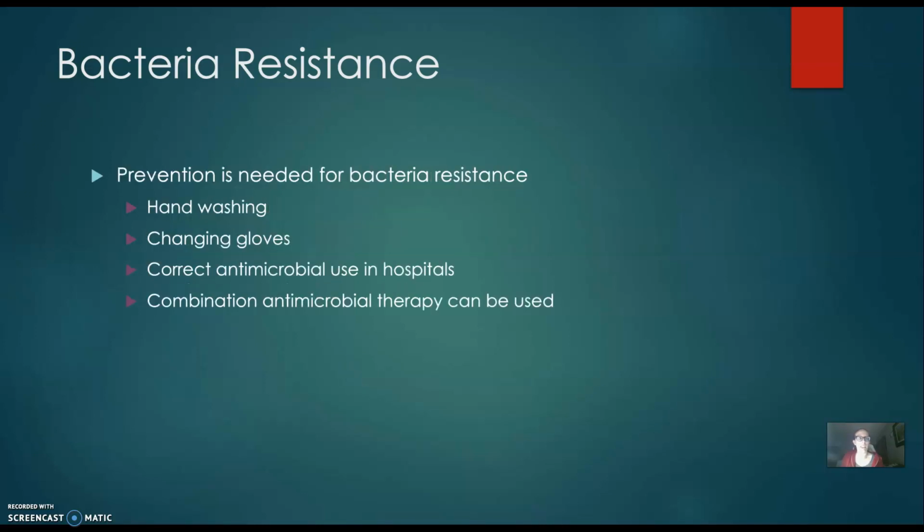Prevention is needed for bacteria resistance. Researchers have determined that significant hand washing and changing gloves, which are two obvious ways to help with this problem, and then correct antimicrobial use in hospitals, and then combination of antimicrobial therapy can be used. So just using the antibiotics when they're necessary and the antimicrobials in the proper forms can help with the bacteria resistance.